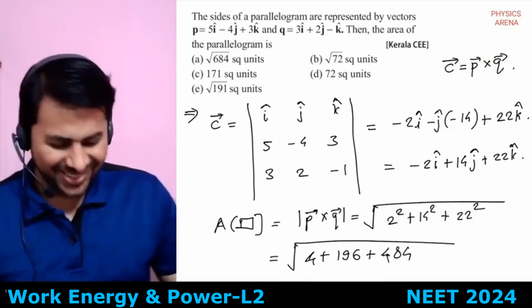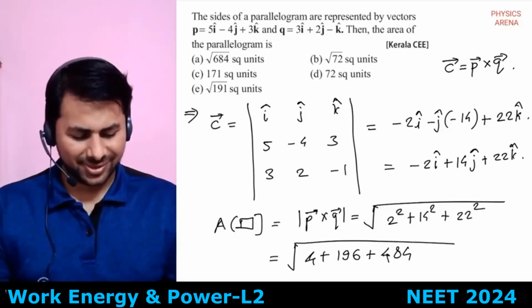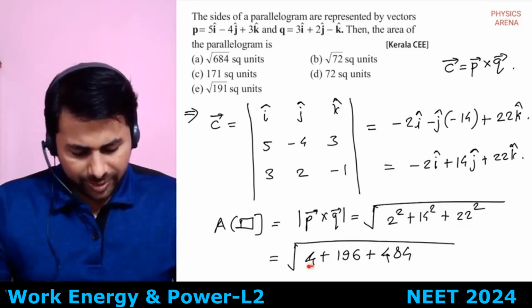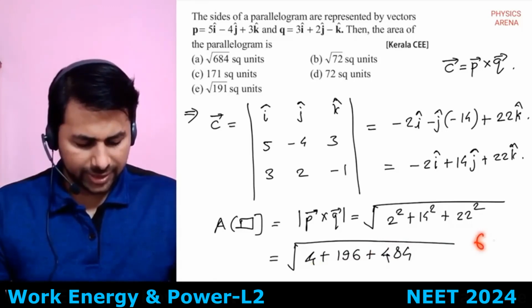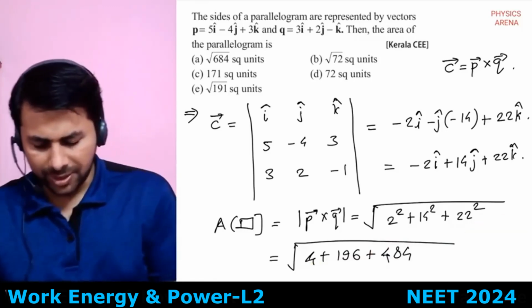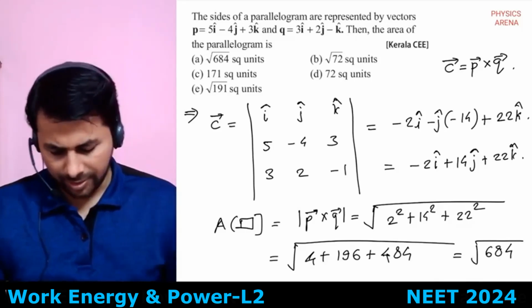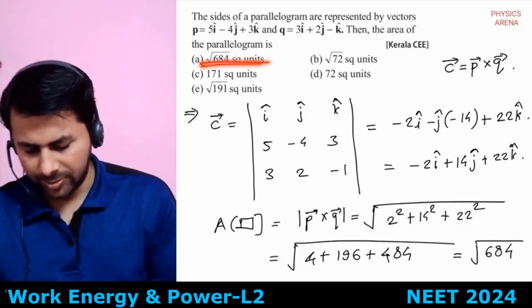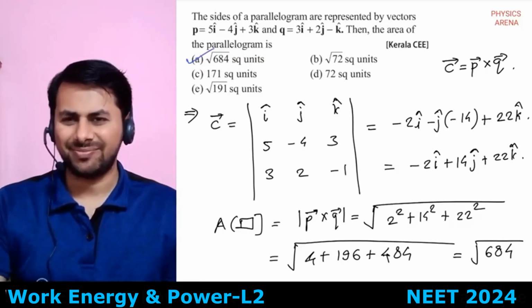Yeah, right? Okay, right? Yes, no? I think so. So you can add this up. So this is 200 plus you have 484. So that is 684. You want square root of 684. Is this a perfect square? No, you have square root of 684. That's good. It's option A.